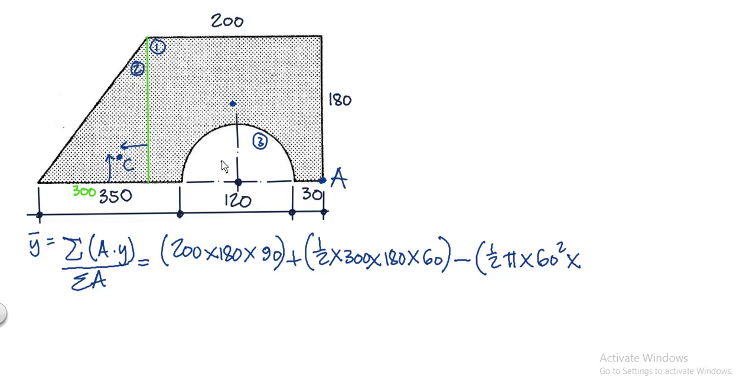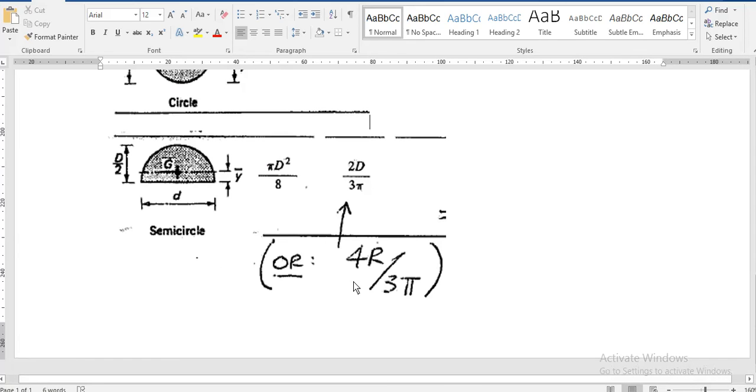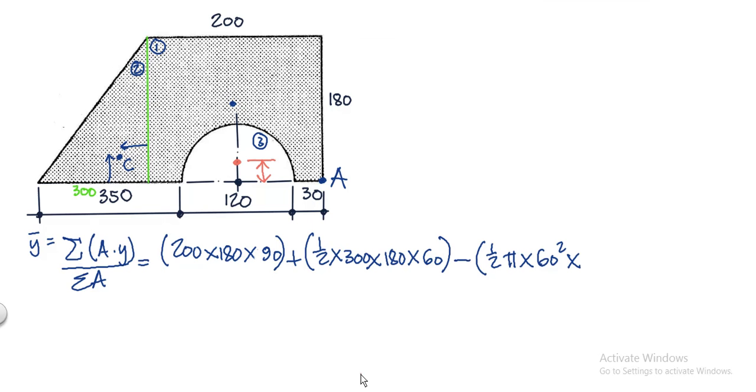The centroid for the semicircle is sitting over there. What's the formula for that bit from a table? If I flash back to our table, here it is: 4r over 3 pi. So that there is 4r over 3 pi. I'm going to work that out. It is 4 times 60, which is 240. 240 divided by 3 pi, 3 times pi.